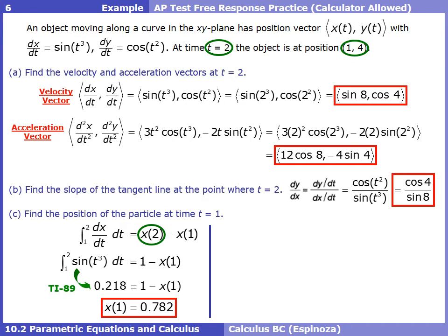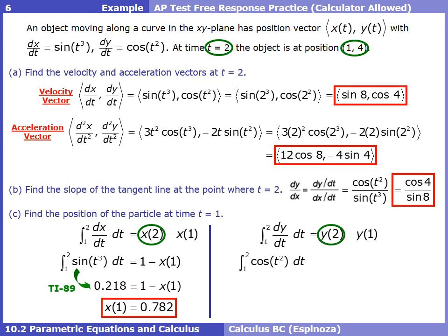But of course, position involves an x and a y value. So to find that y value, it's essentially the same process, except we're now going to use the y components that we're dealing with. So we're going to integrate dy dt from 1 to 2, and that would give us the y position at time 2 minus the y position at time 1. If we take y2 and plug that in, which would be 4 up here, we'll be ready to go.